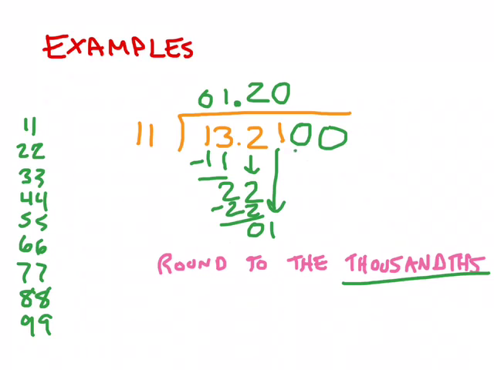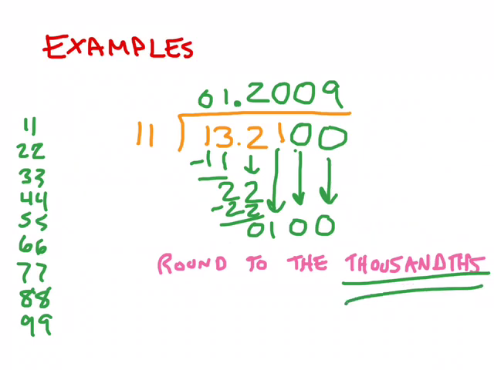So I'll bring down my 0. Still doesn't go in. 11 doesn't go into 10. Bring down my next 0, and now I've got 100. 11 goes into 100 9 times, which is 99. And there's still going to be leftovers here, but I actually don't have to care about them at this point because I've gotten to this ten-thousandths place that I was looking for. I can round to the thousandths place now. So my answer for this problem when it's rounded is going to be 1 and 201 thousandths.